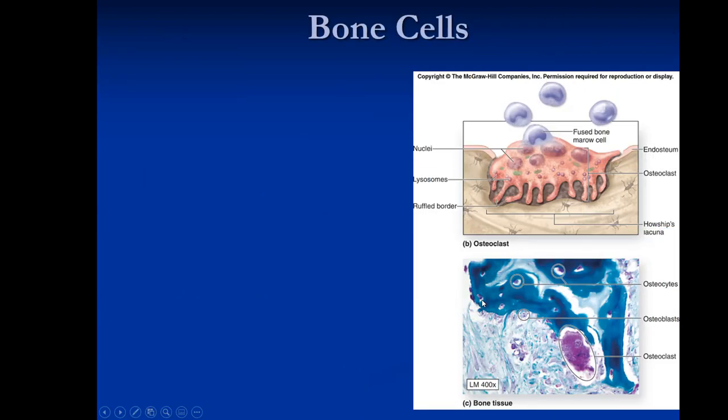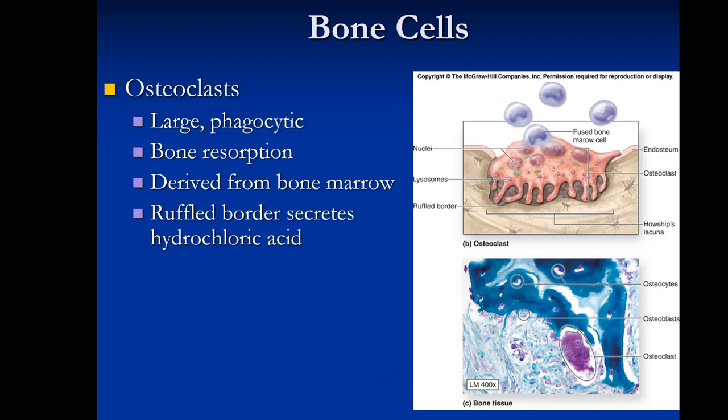So then the 4th type of bone cell is completely different. It doesn't come from an osteocyte. It comes from the bone marrow. And so osteoclasts are bone destroyers. They break down bone. So they're large phagocytic cells, meaning they basically eat away at bone. They're derived from the bone marrow. What they look like is this. They have this little jagged edge on them called the ruffled border. That ruffled border secretes hydrochloric acid, which is a very strong acid, and it basically eats away at the bone.